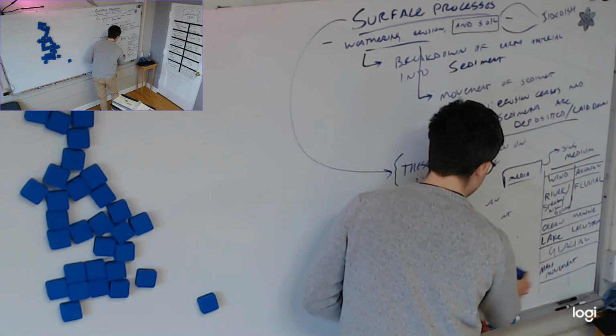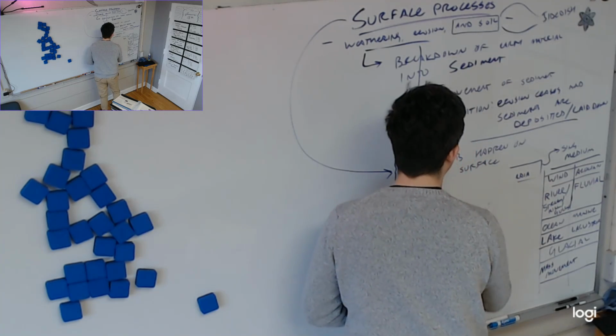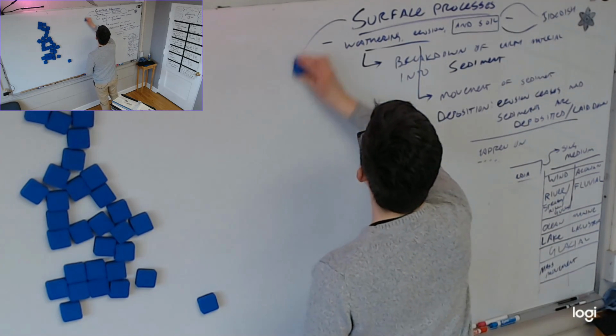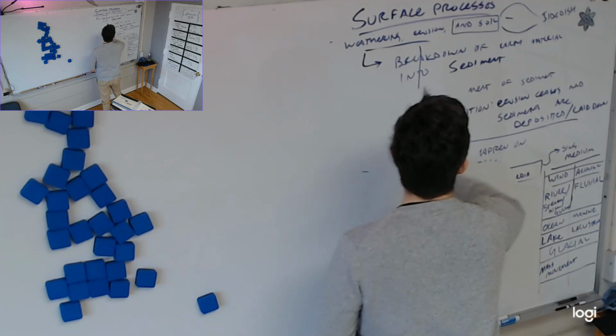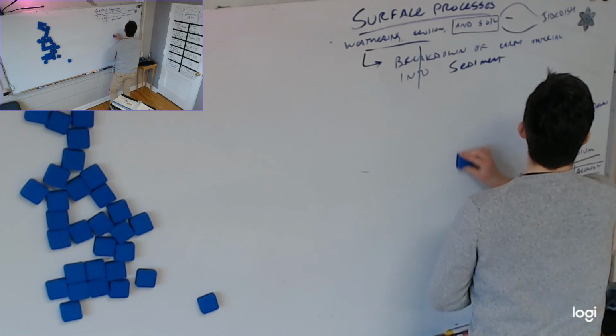Weathering we can break down into two main categories, which are chemical and physical. So let's talk about those now. I'm going to leave where it says weathering up there.